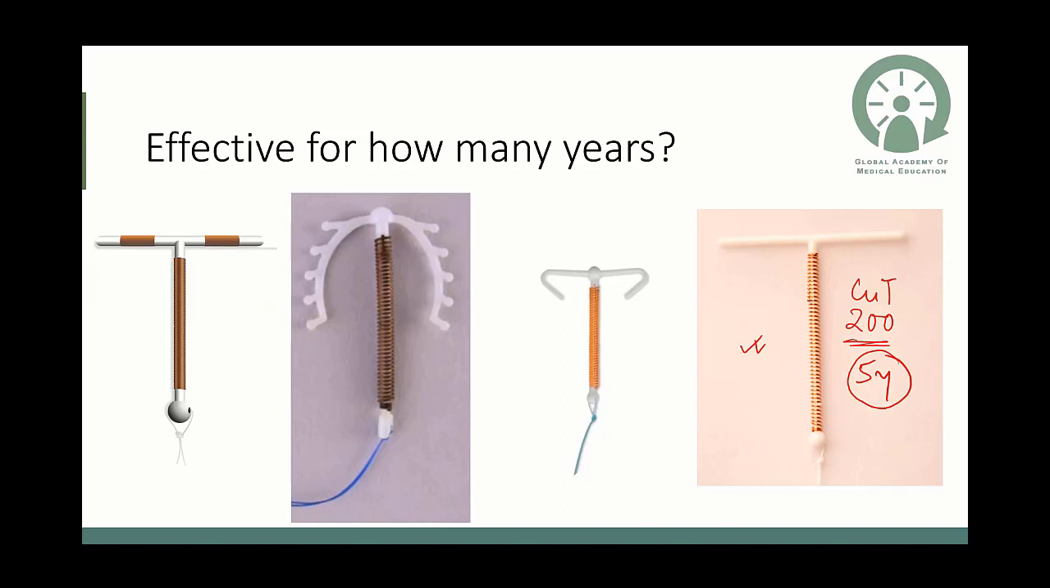If you had this in the question, with a thicker coil of the copper and copper also on the arms, then this is copper T380A. This number is the total surface area of the copper in centimeter square. So copper T380A acts for 10 years.